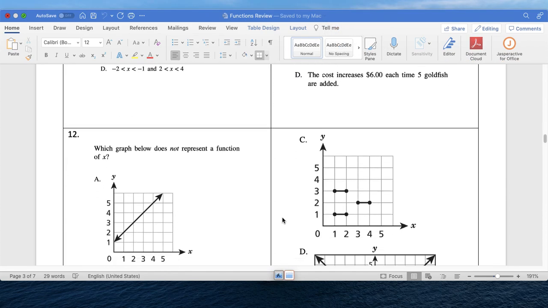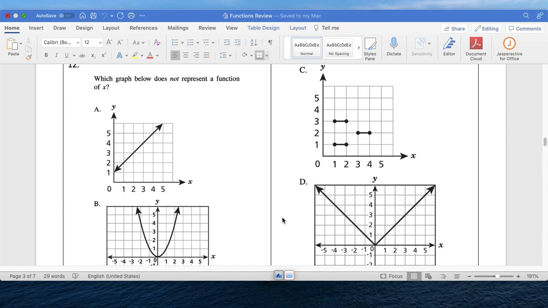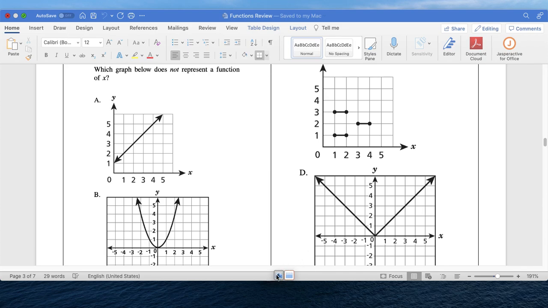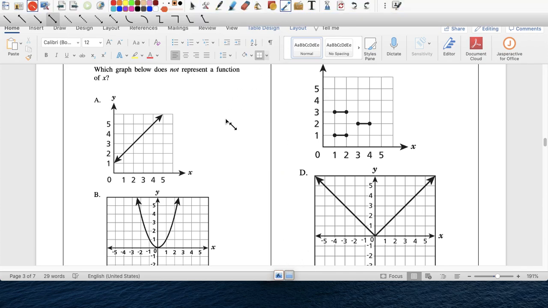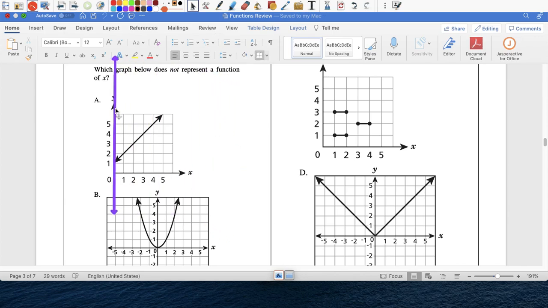The other ones don't. Which graph below represents a function? You can use the vertical line test here. Get a straight line. And I'm going to move this around. So as I move this, notice that my vertical line only touches the line in one location. There's only one point of intersection. So that's a function. B is also a function. They only meet at one point.